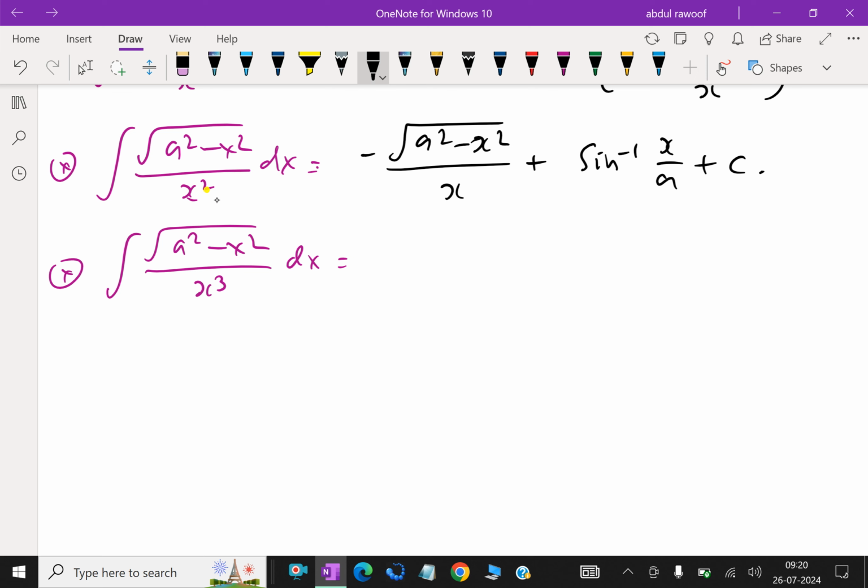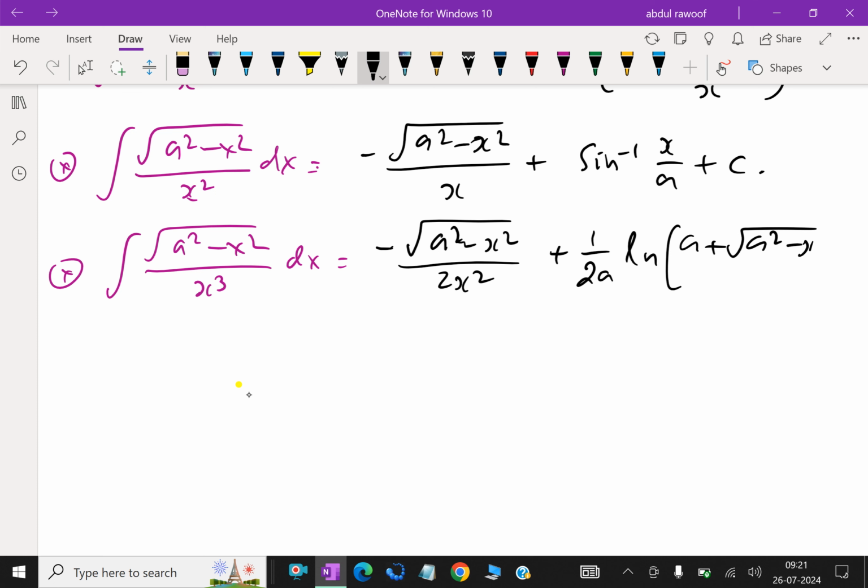Next is square root of a square minus x square over x cube. It is equal to minus square root of a square minus x square over 2x square plus 1 over 2a ln of a plus square root of a square minus x square over x.